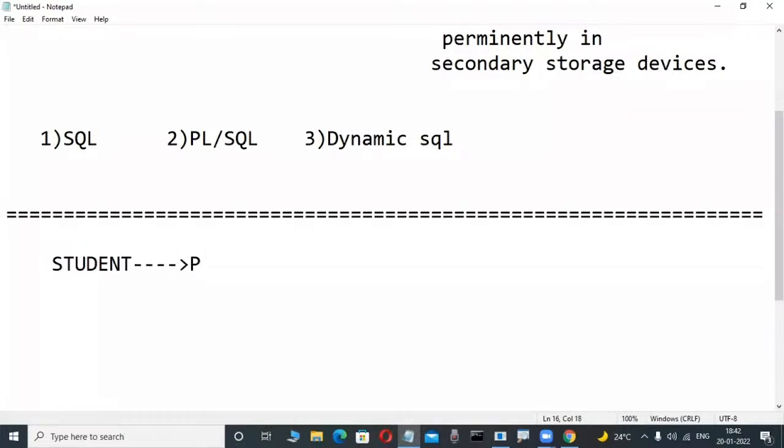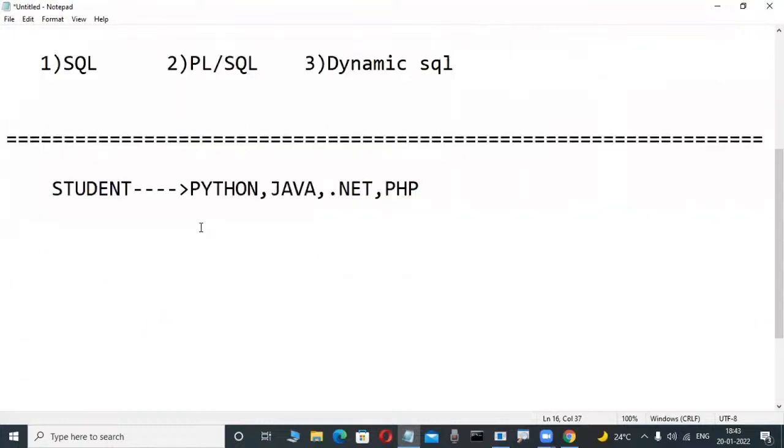Nowadays, they are learning Python. Otherwise, they are learning Java, these types of front end, or .NET, ASP.NET, web-based applications, and PHP. These types of front-end applications, they are learning all. These persons are web-based application programmers. Web-based is also possible in Java or Python.